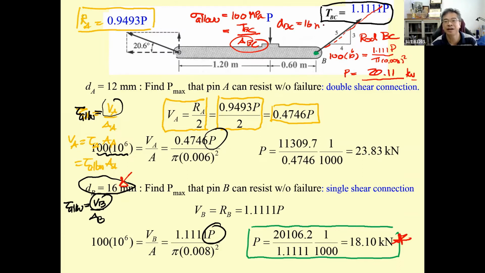By doing this, the answer is still this one, by setting D sub BC equal to 16 millimeter. Again, Ajahn modified this problem a little bit. Ajahn changed D sub BC to 12 millimeter. So this equation changes: 100 power 6 equal to 1.111P divided by pi, and this one is 12 millimeter, so this one is going to be 0.006 squared. Now, what is going to be your answer? What is going to be the P for this one? Just modify things.